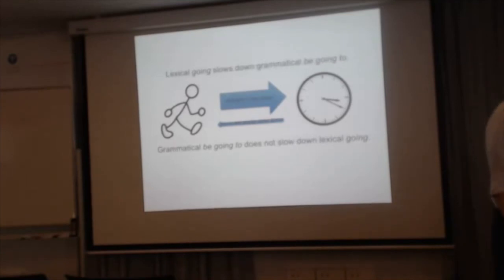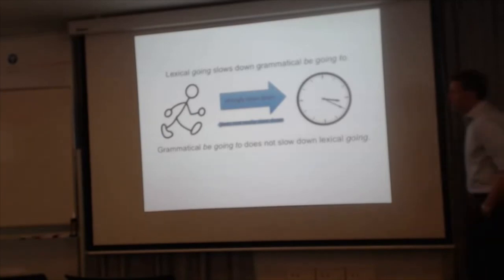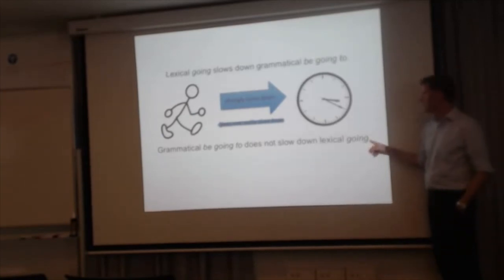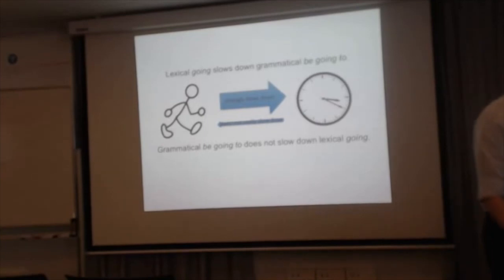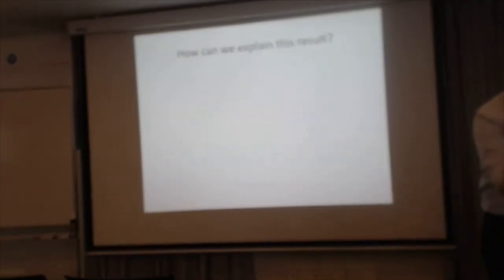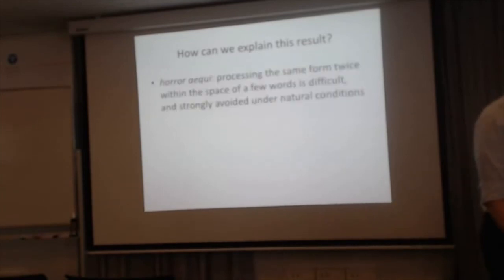What we found was slightly different, namely that lexical going slows down grammatical be going to, whereas grammatical be going to does not seem to do anything much to lexical going. So there is an asymmetry, it's just not in the way that would have been predicted by the hypothesis. How can we explain this?